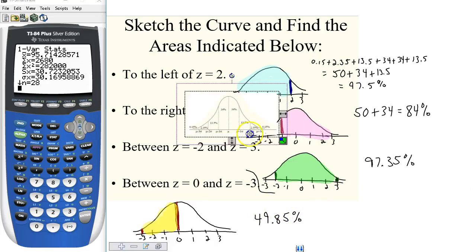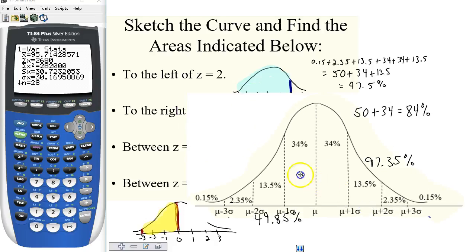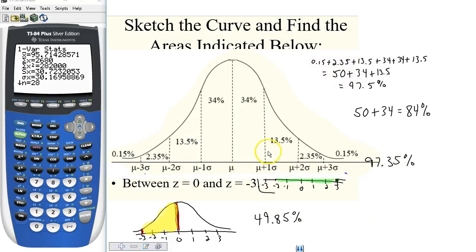It's a good idea to have a good curve like this sketched in your notes. If you don't have it already, you might want to add it in before you go any further.